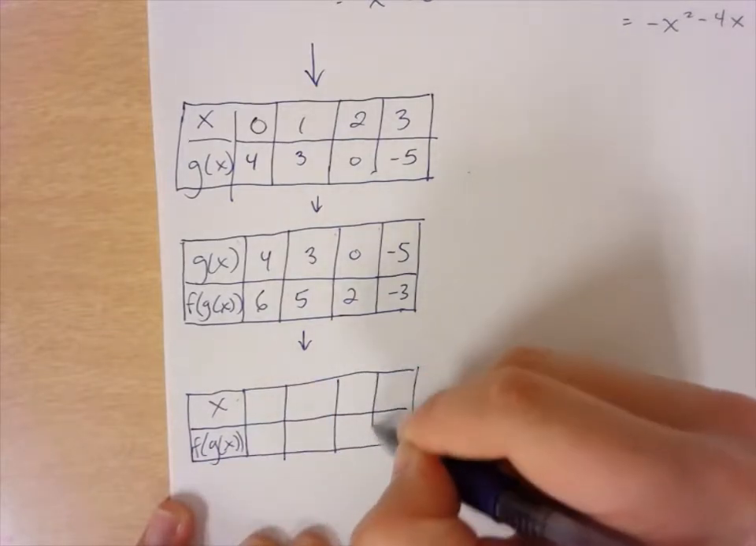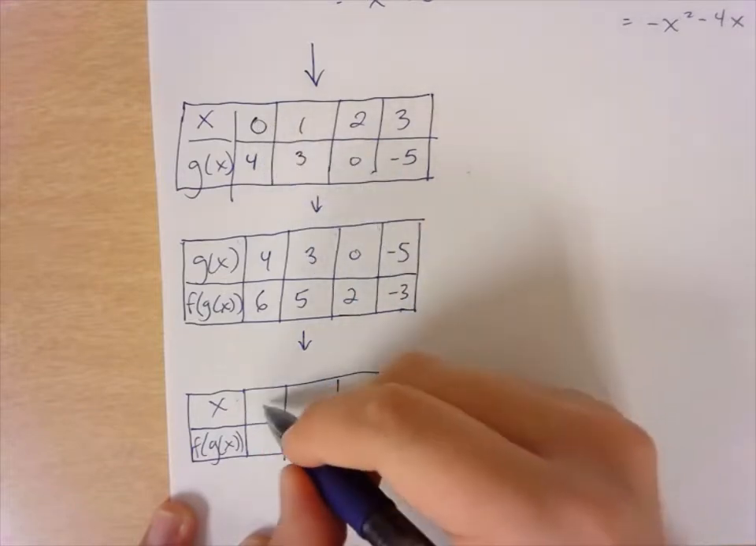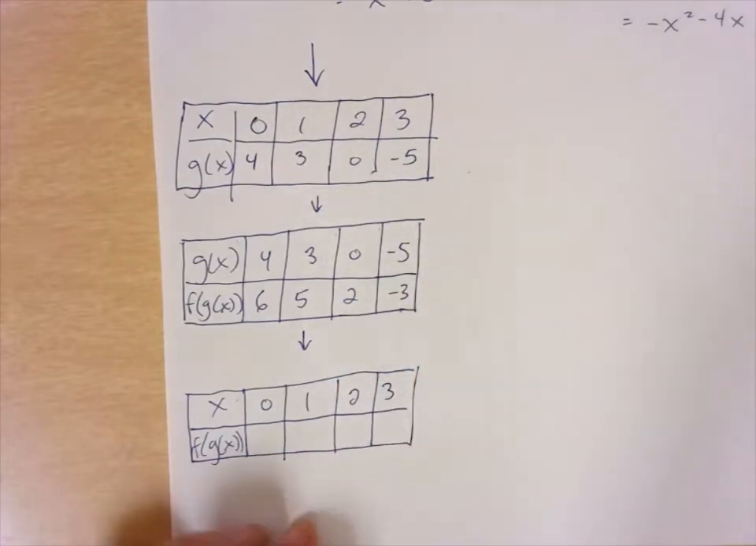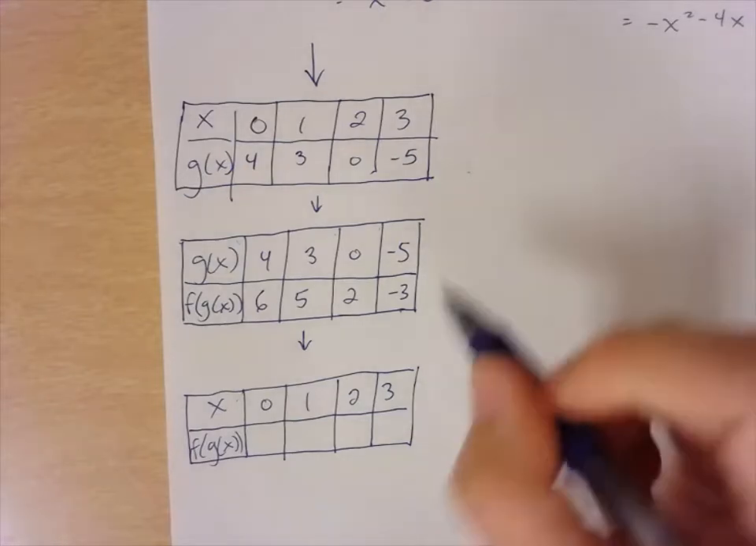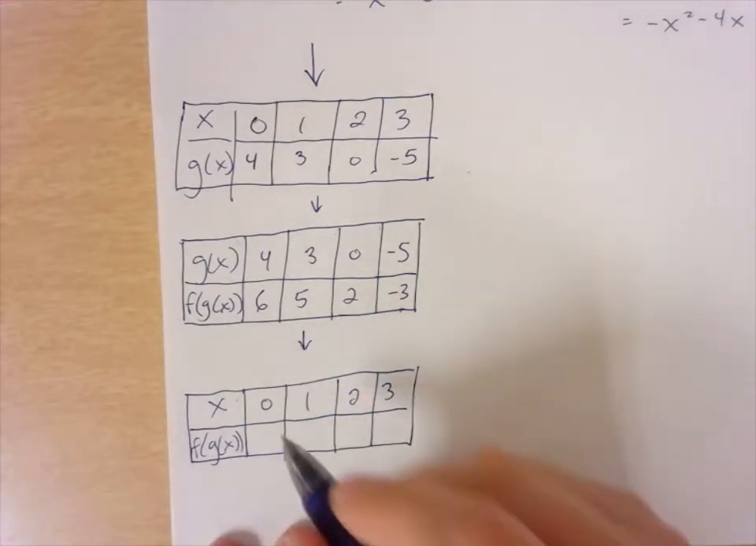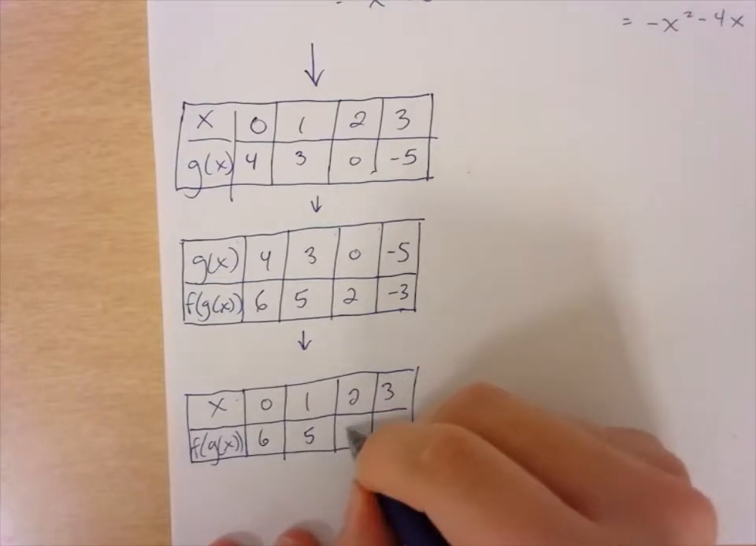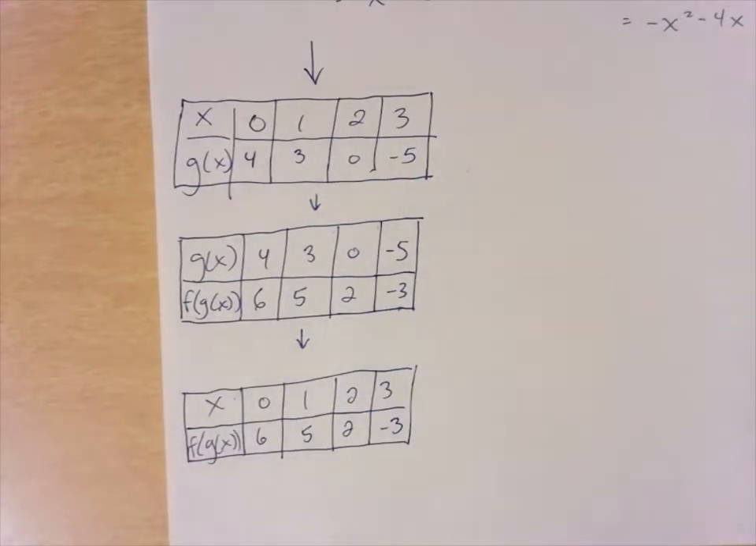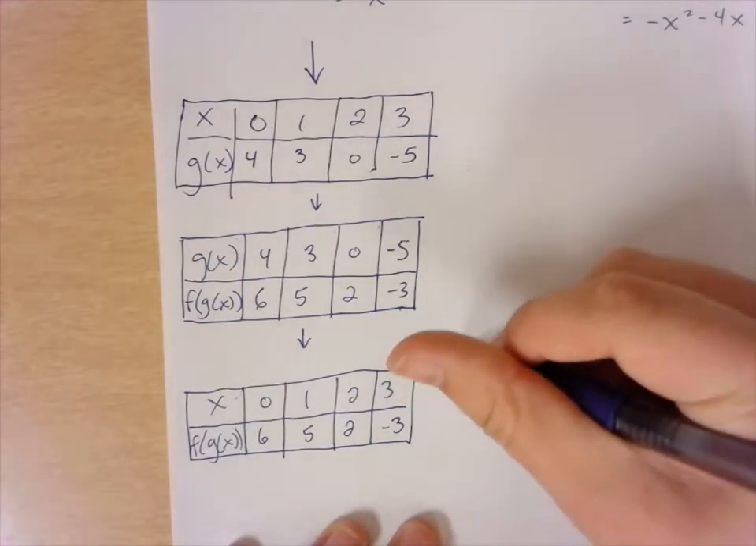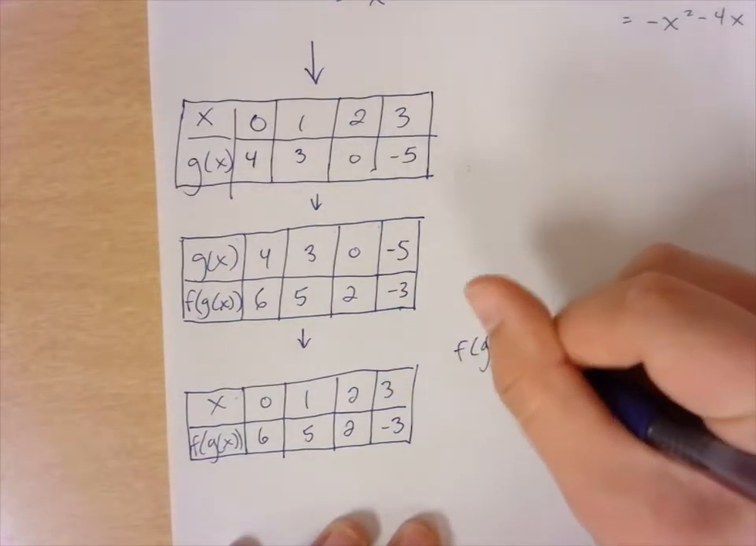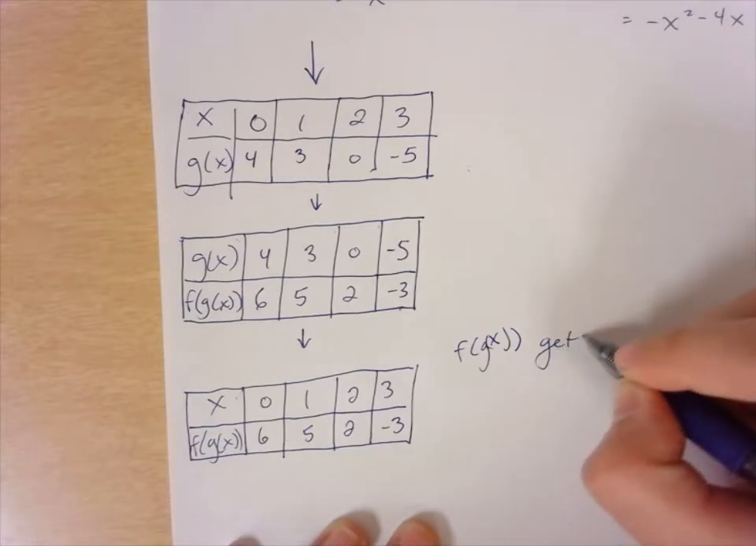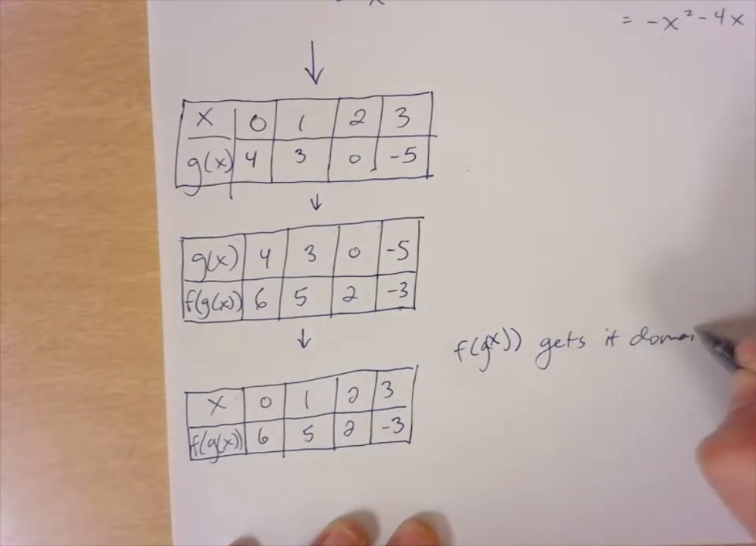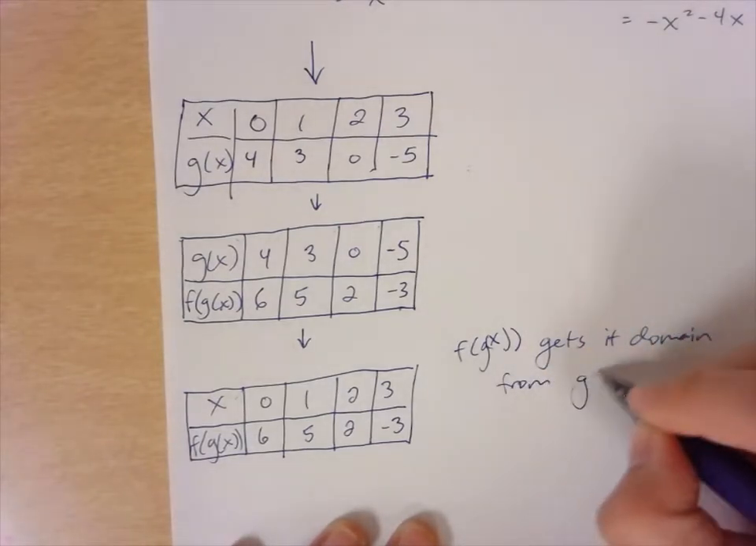And what we can say then is that substituting in 0, 1, 2, and 3 into f of g of x gets us that 6, 5, 2, and negative 3. So that's what g of x helps us do. And what we can conclude from this is that f of g of x gets its domain, its x values, from g of x.